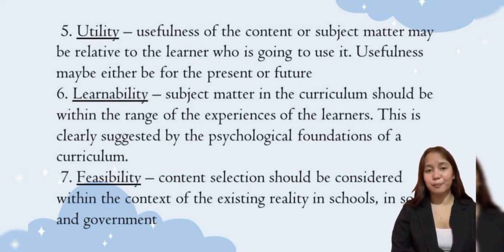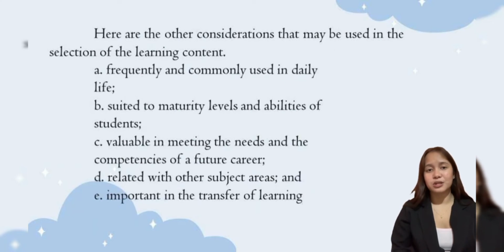So for example, you only have 1 week to finish the lesson. Well, the children may need a month to complete the exercises. As a result, this requirement is unattainable. So, here are the other considerations that may be used in the selection of the learning content.